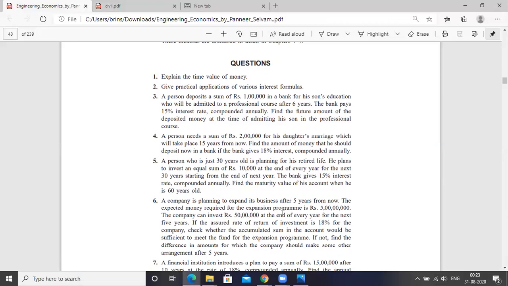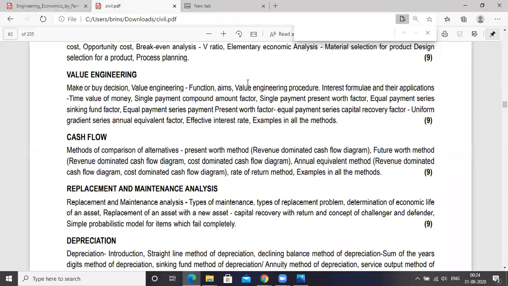Okay, so this one is an equal payment series compound amount problem. This fifth question is all about that. This is not the equal payment series sinking fund. Okay, so let me check whether we are having this.